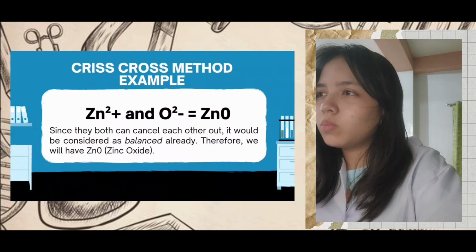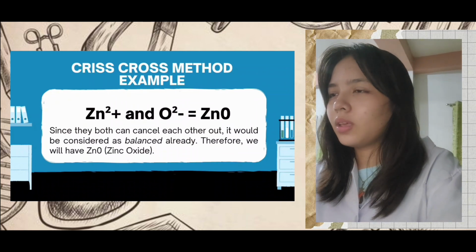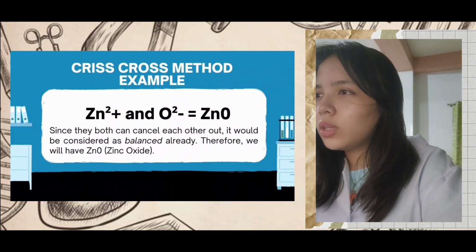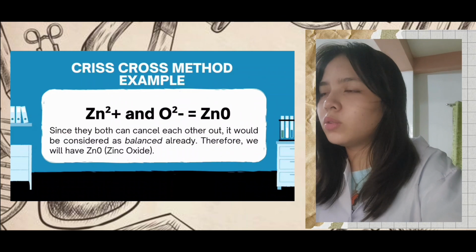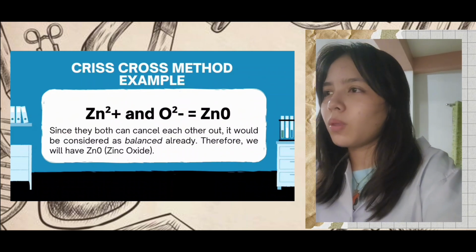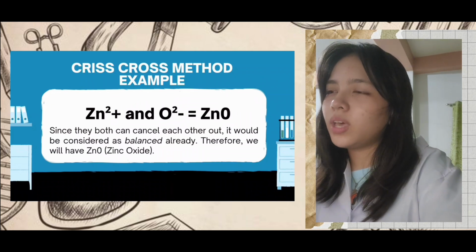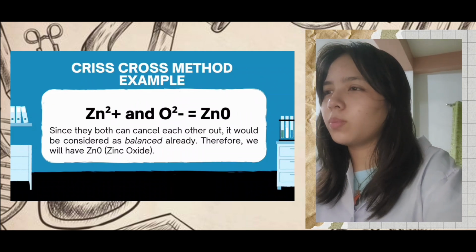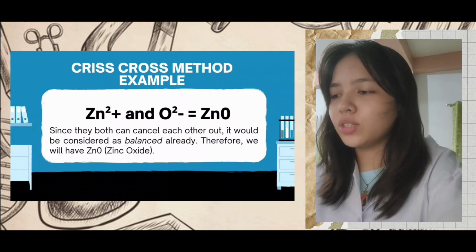Here we have an example of the crisscross method. This is how we use it. We have zinc and oxygen. They both have a superscript of 2, a charge of 2, but one is negative and one is positive. So they cancel each other out. It is considered balanced already. Therefore, we have zinc oxide with no more superscripts or charges.